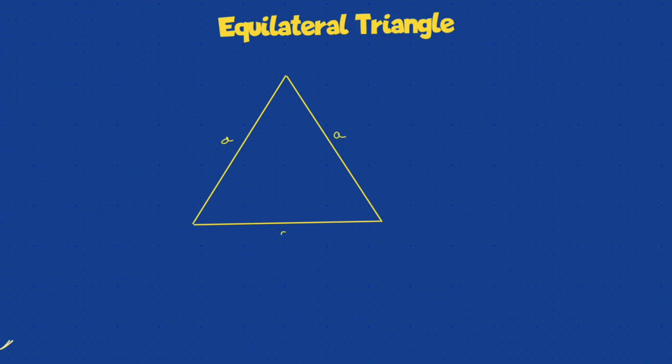Okay, now let's see what is an equilateral triangle. All three sides are equal, A, and all three angles are also equal, which is equal to 60 degrees. Now what is it like? We'll study about equilateral triangle. Let's draw an altitude here. Altitude is nothing but height.